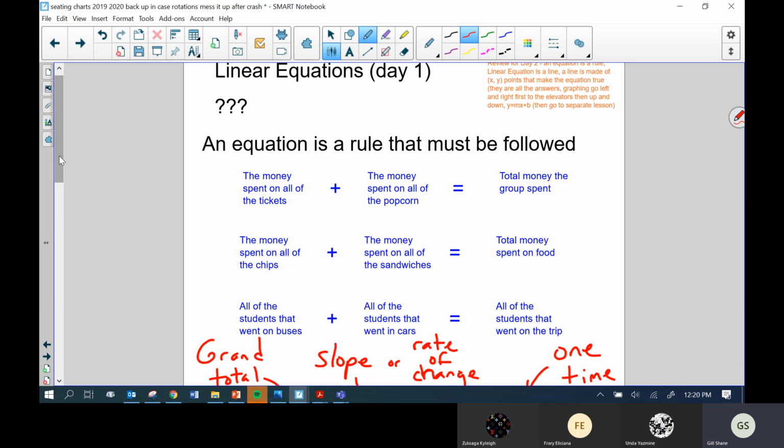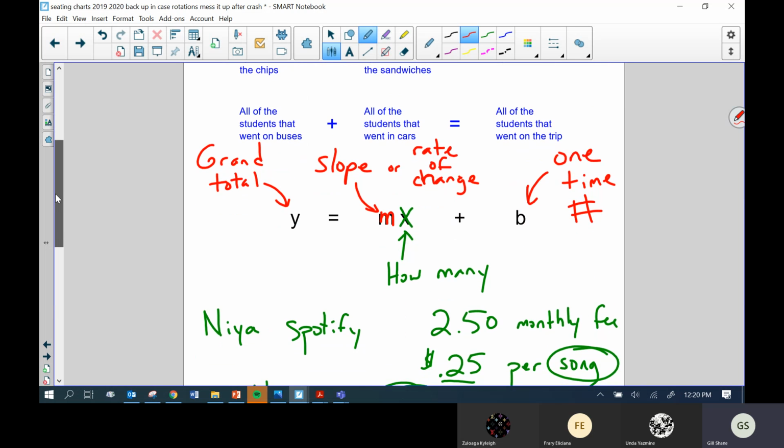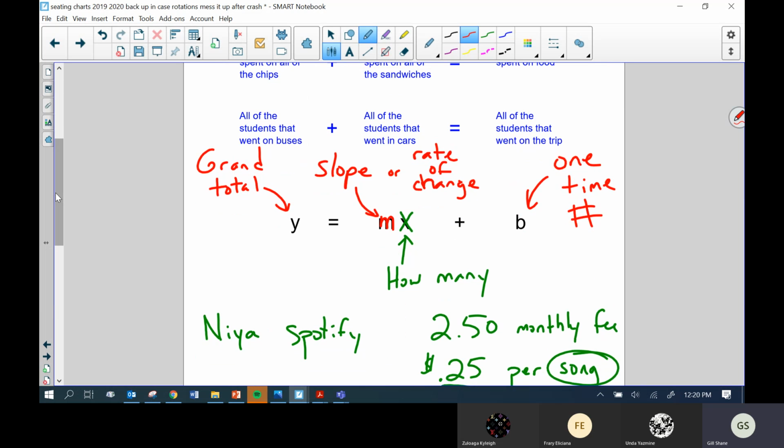Then you go up and down. We talked about this formula, y equals mx plus b. We said slope was the m value. We're going to talk a lot more about that today. That's kind of what your lesson is today. Slope and y-intercept, and then graphing.